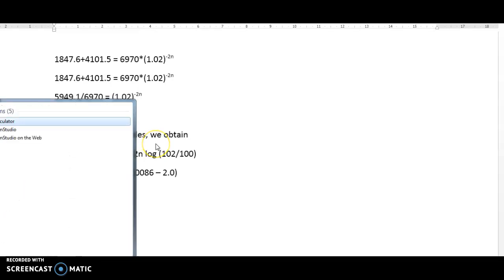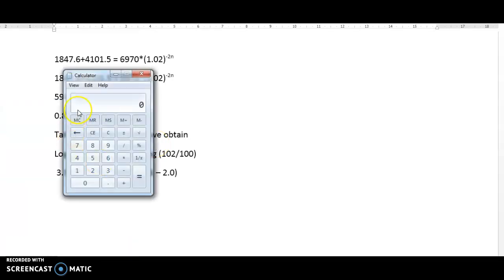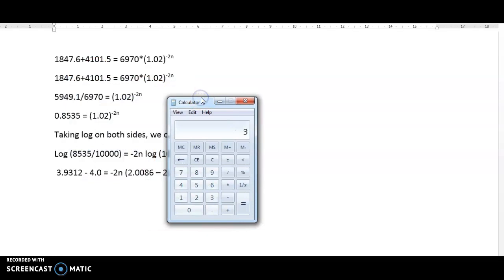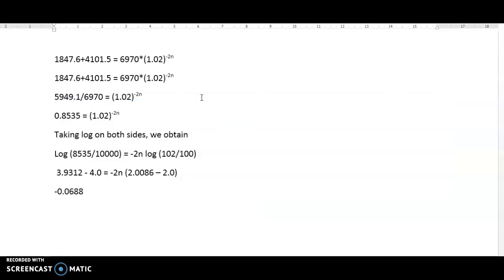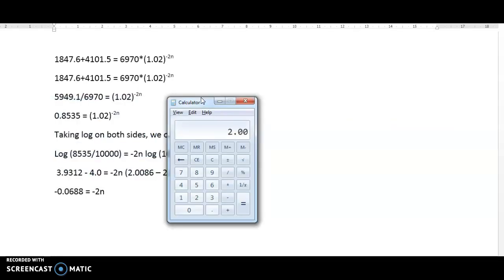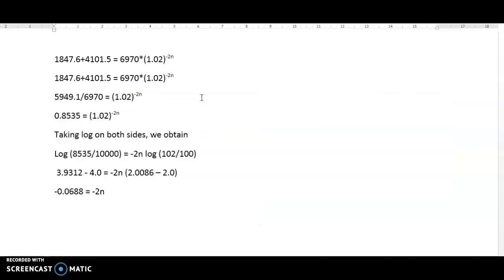So just see, 3.9312 minus 4 is minus 0.0688, minus 2n, 2.0086 minus 2 is 0.0086, and then you can simply calculate the value. You will find that n is equal to 4 years.